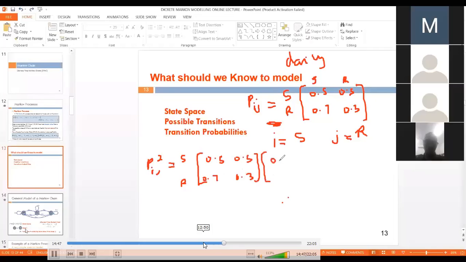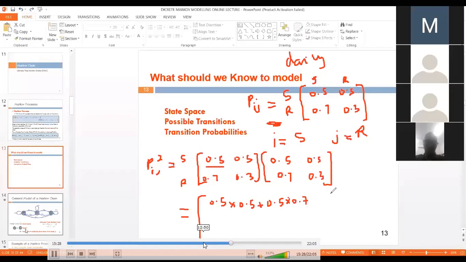This will also be 0.5, 0.5. This will be 0.7, and then this is 0.3. So in matrix multiplication, like we said, you multiply row and column, okay? So when you're multiplying, this will be 0.5 times 0.5 plus 0.5 times 0.7.